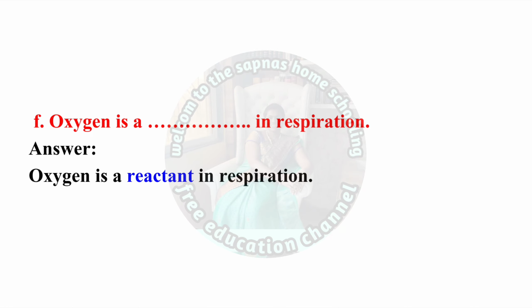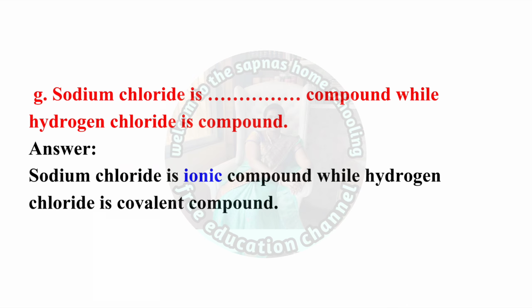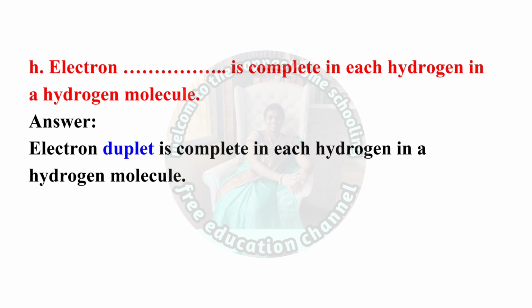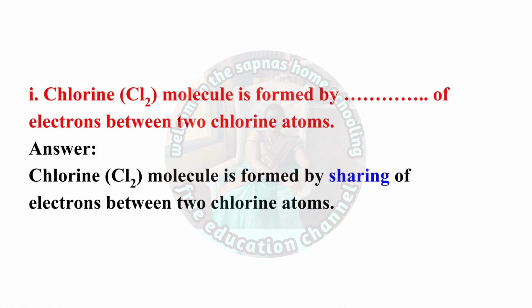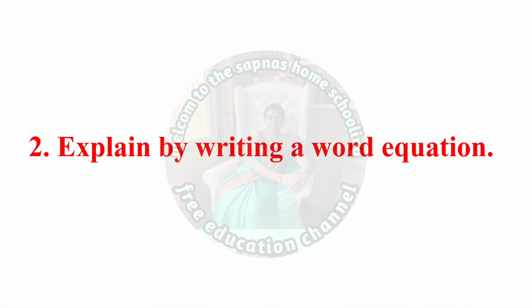F. Oxygen is a reactant in respiration. G. Sodium chloride is an ionic compound while hydrogen chloride is a covalent compound. H. Electron duplet is complete in each hydrogen in a hydrogen molecule. I. Chlorine molecule is formed by sharing of electrons between two chlorine atoms.